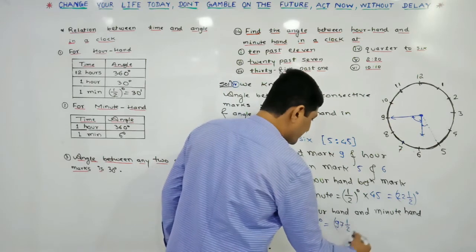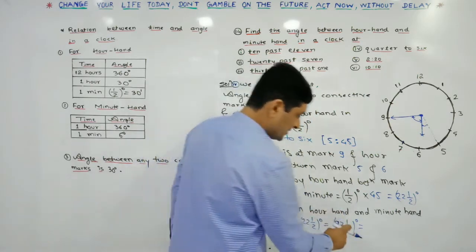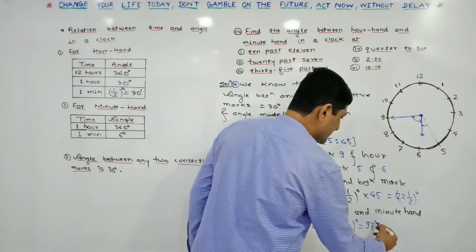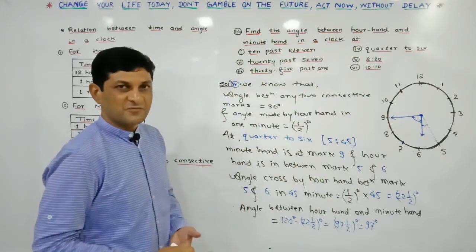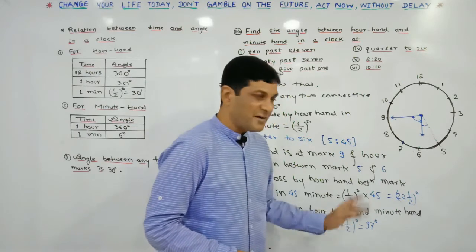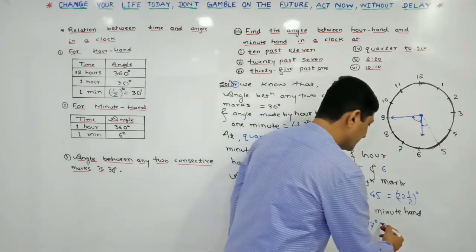Once this difference is known to us, we are able to express it as, so this 97 degrees, keep it as it is, 97 degrees as it is. We are just trying to express it in the form of degree, minute and second. So after 97 degrees, the remaining part is half degree, and we already know that half degree means how many minutes? 30 minutes.